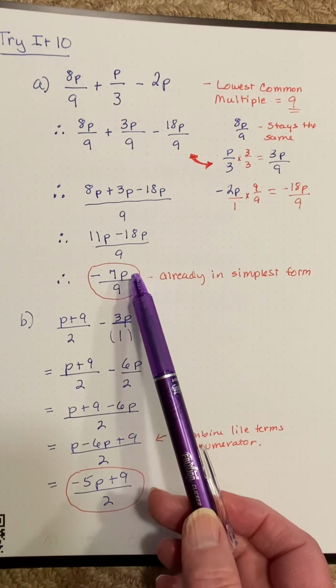I combine like terms. Now, unlike what's happening up here where everything had the same letter, only two of the quantities have the letter P. So I line them up together. P and negative 6p, and then the positive 9. I combine P and negative 6p gives me negative 5p plus 9 over 2. That's all the combining I can do, and that is my answer. Going on to try it 11.